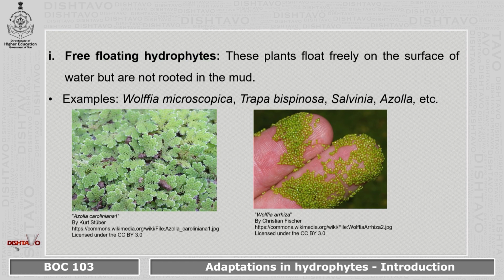Now, coming to the first subcategory, that is free floating hydrophytes. These plants float freely on the surface of water, but they are not rooted. For example, you have Wolffia, that is over here. This is a very microscopic hydrophyte. Then we have Trapa, we have Salvinia, we have Azolla. This one is Azolla. Salvinia is seen in most of the ponds that floats on the surface.